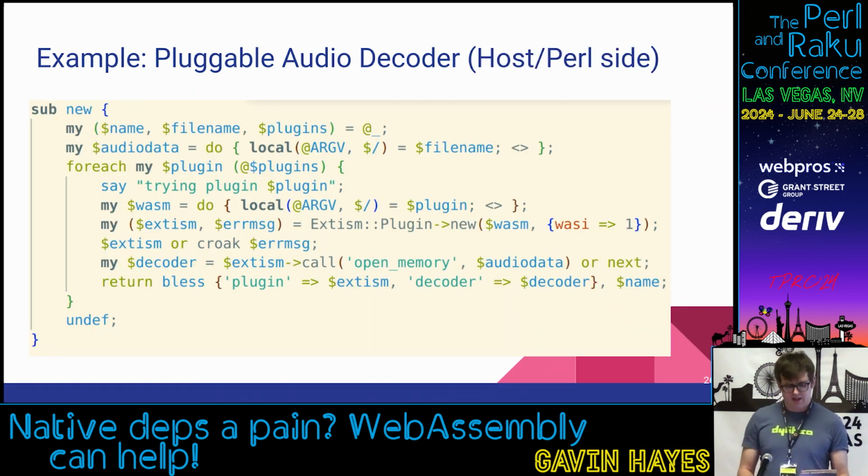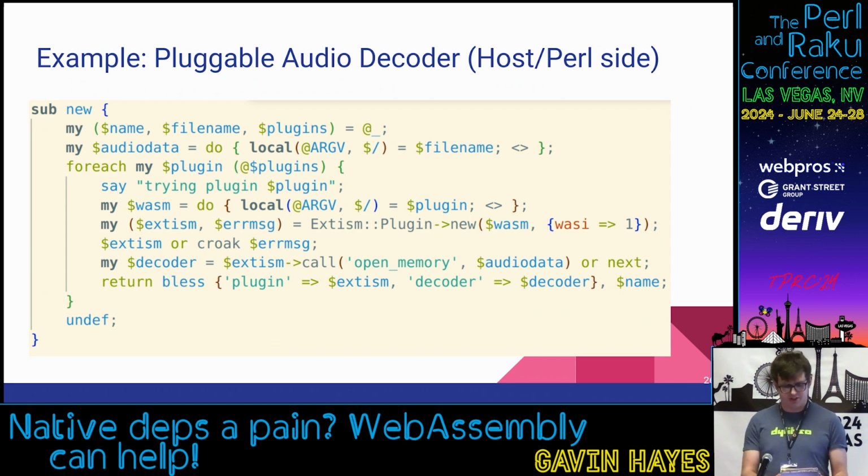New takes two parameters, a file name and a list of decoder plugins to try. It loads the file into memory, and iterates through the decoder plugins, calling the open memory function with the audio data. If the open memory function returns a truthy value, we create an object and store the return value, as it's our handle to the decoder. Otherwise, we try the next plugin.